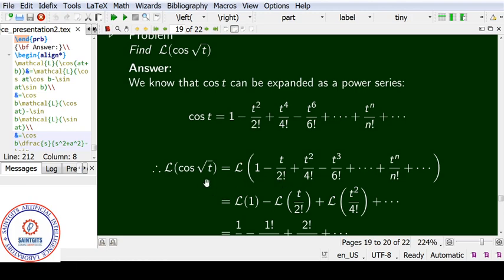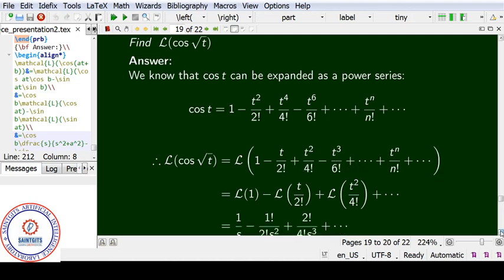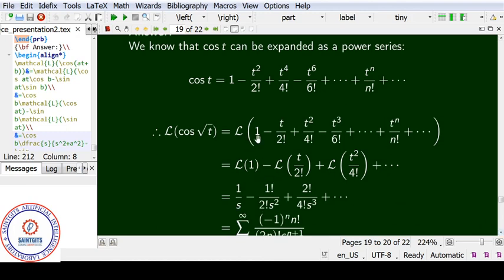So apply Laplace transform on both sides. L of cos root t is equal to L of 1 minus t by 2 factorial plus t square by 4 factorial minus etc. Now L of 1 is equal to 1 by s. L of t by 2 factorial: first you take 1 by 2 factorial outside. Then L of t raised to n is n factorial by s raised to n plus 1. Here n is 1. So 1 factorial divided by s raised to 1 plus 1, so 1 factorial by s square.